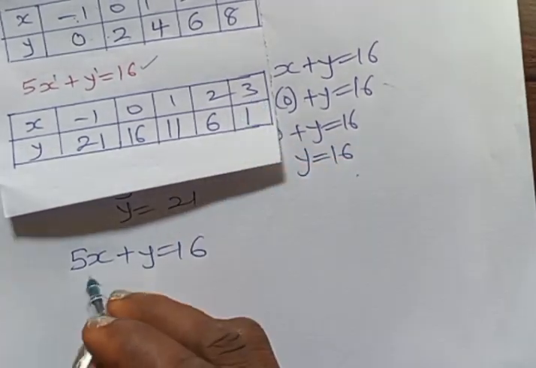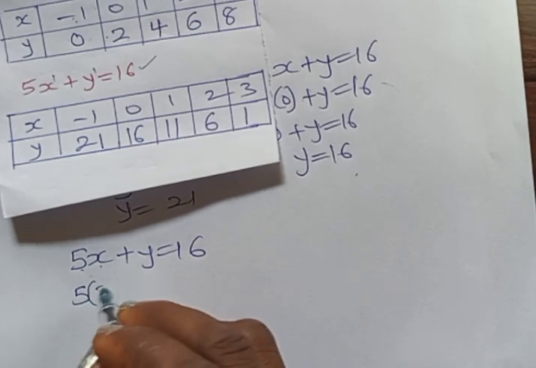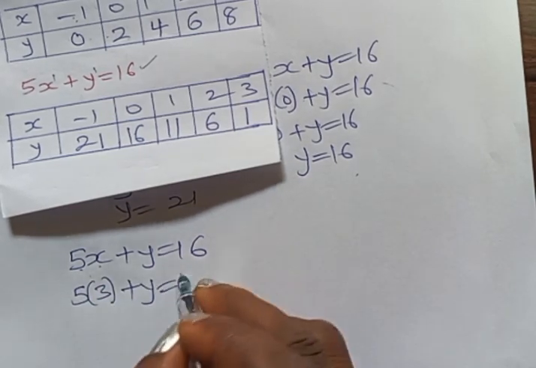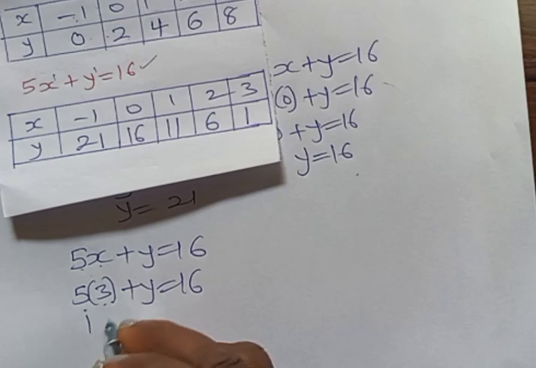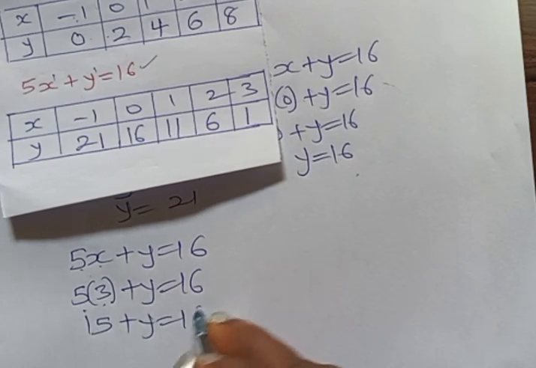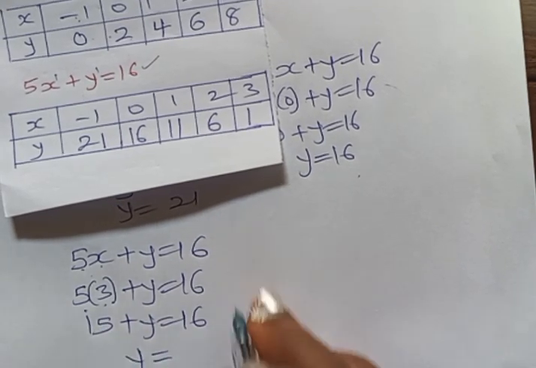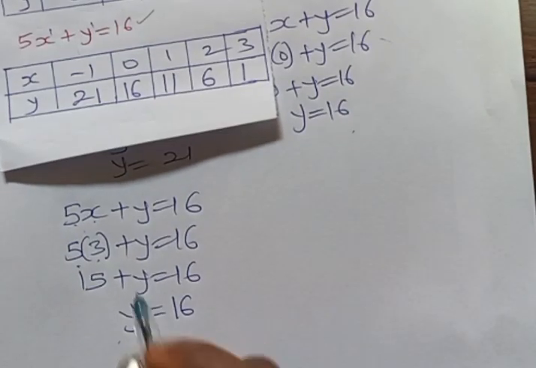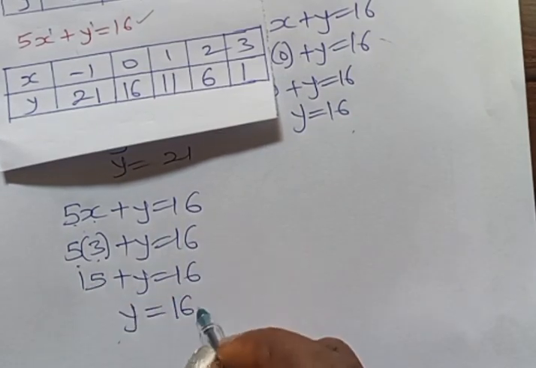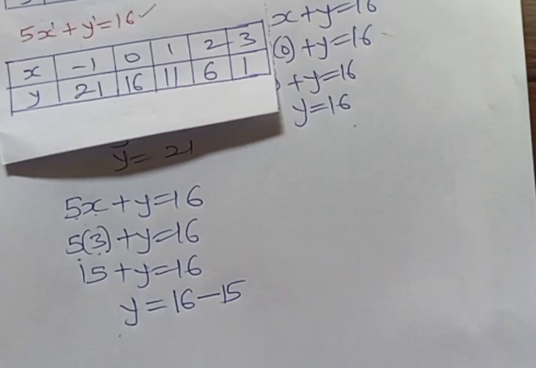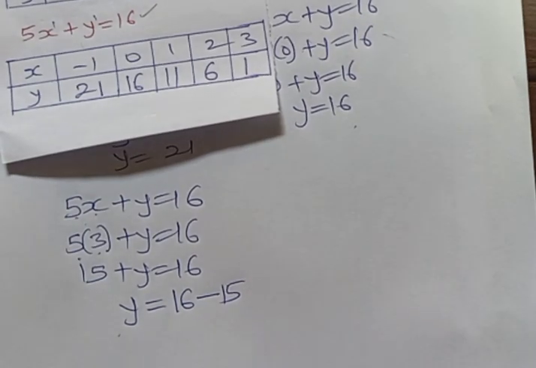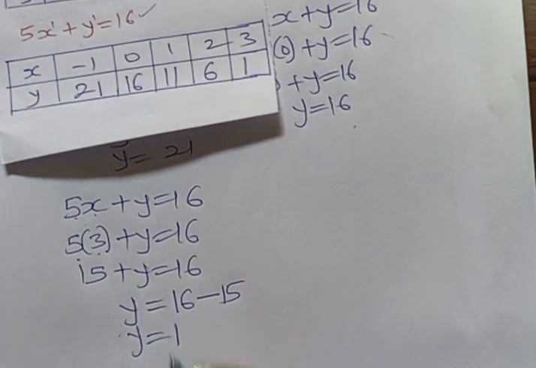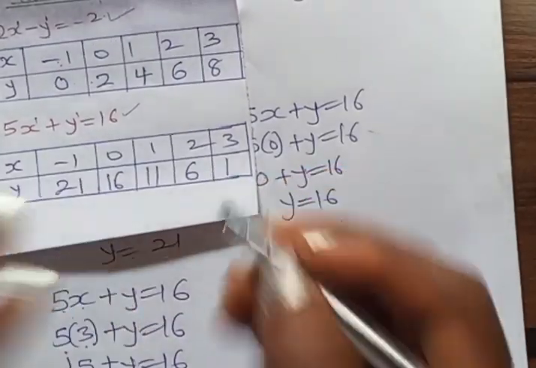So x is 3. 5x means 5 times 3 plus y equals 16. So 5 times 3 is 15, plus y equals 16. Then we take 15 to the other side, collecting like terms, leaving y alone as the subject. Crossing 15 over, it becomes negative because the sign changes across the equality sign. So y is 1. So 1 is correct.